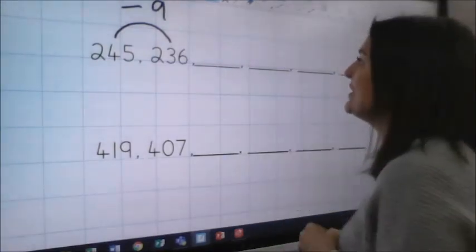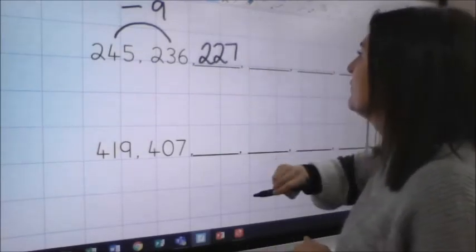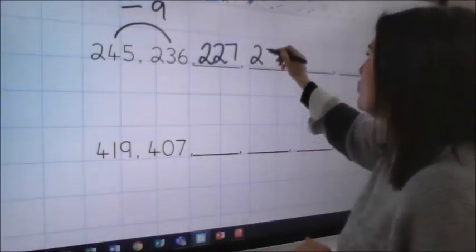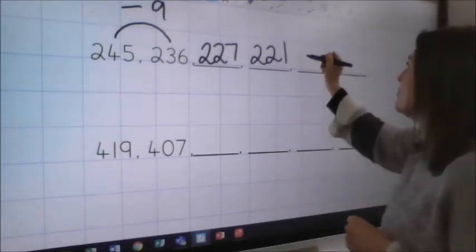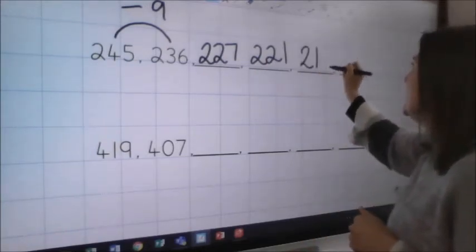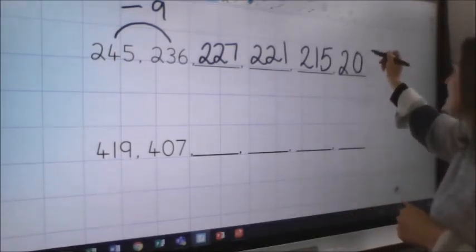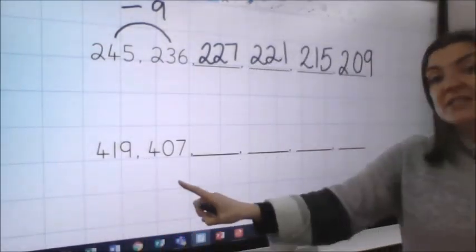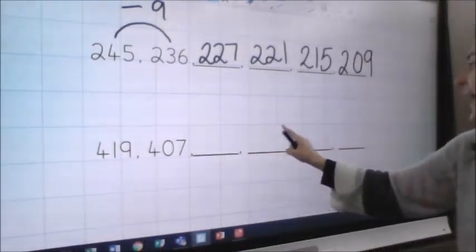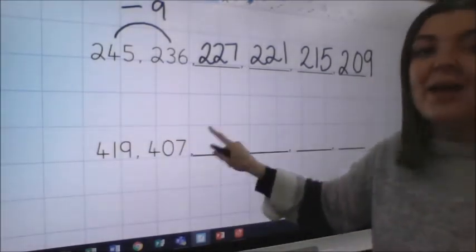So 236 take away 9 would be 227. Take away 6 would be 221. Take away another 6 would be 215. And take away another 6 would be 209. Okay, so what I would like you to do now is pause the video and fill in these gaps for me. Work out what's being taken away and fill in the gaps.